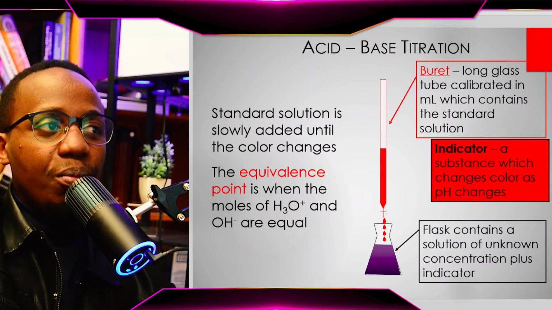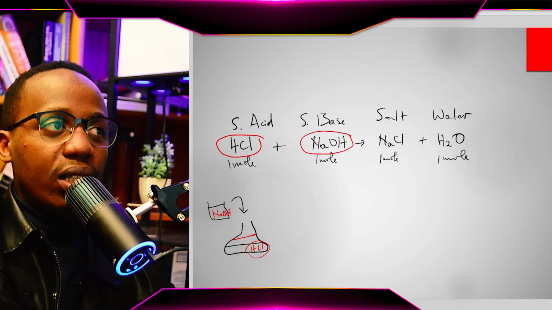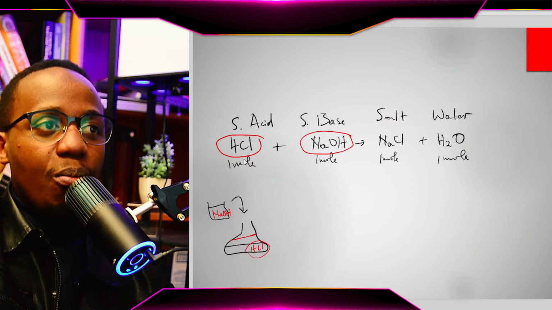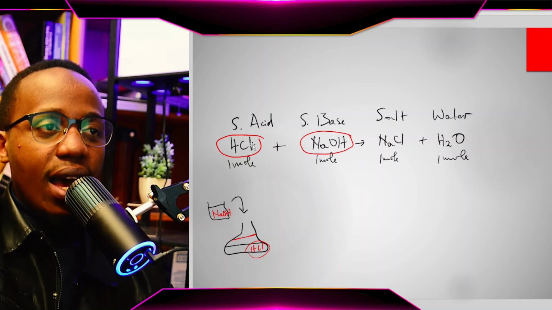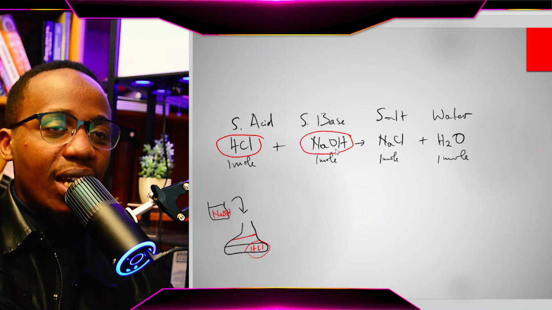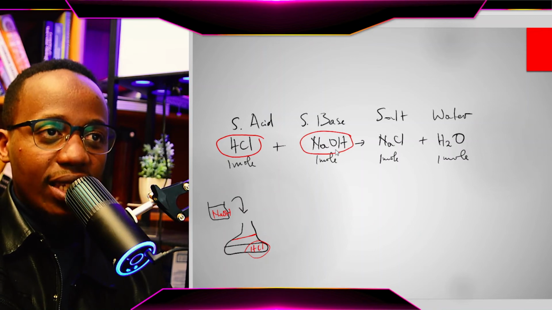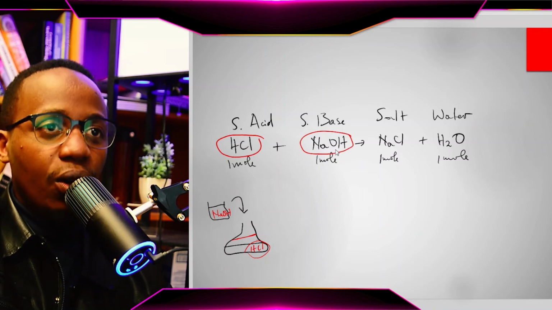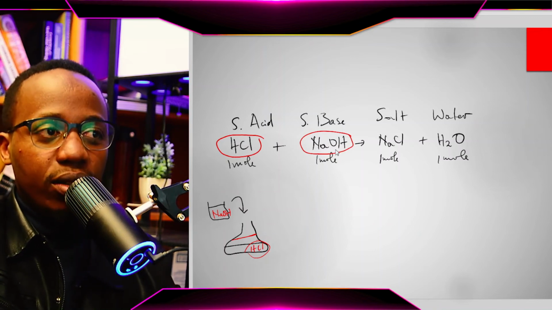So if you meet the neutral point, the equivalence point, it means that the number of moles of HCl added are equal to the number of moles of NaOH added. Because we neutralized everything. We're at pH 7. We don't have an acid or a base in the solution anymore. We've made salt and water. All right.